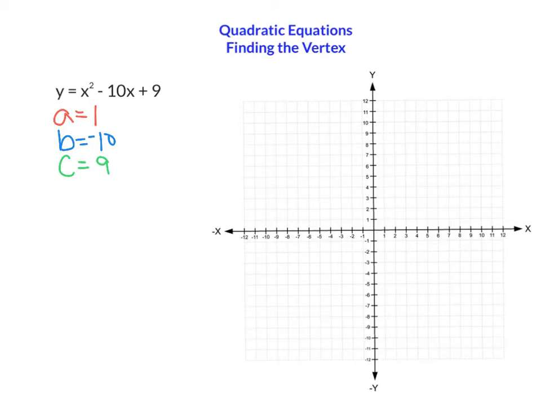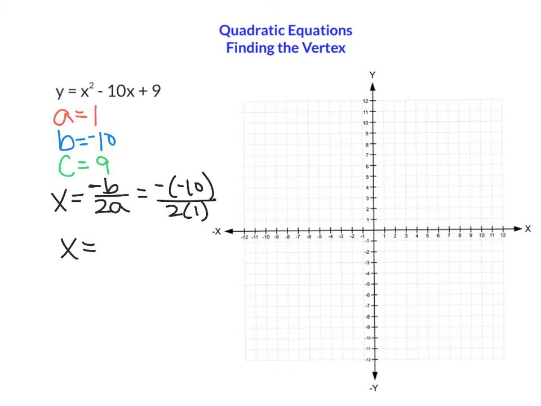So in order to find the vertex, I'm going to start by finding my axis of symmetry, because my vertex will always sit on my axis of symmetry. So x equals -b divided by 2a, which is going to be -10 divided by 2 times 1. So that means x is going to be 10 divided by 2, which equals 5. So my axis of symmetry is going to be at x equals 5, which is right here. So I'm going to draw a dashed line to represent that axis of symmetry.